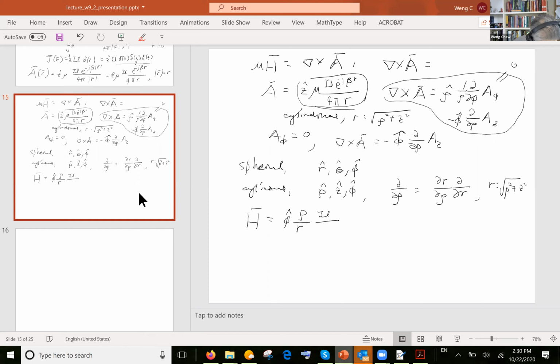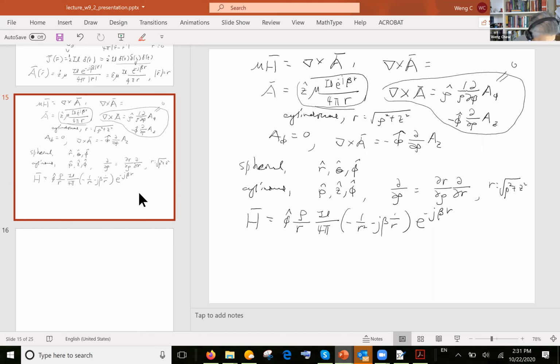IL over 4 pi. Okay, if you do all these derivatives correctly, I'm not going to go through the detail. I'm sure that you know how to do that. If you do this at home, and then e to the minus j beta r. Okay, I'm sure that you can do this at home. I won't go through the detail.